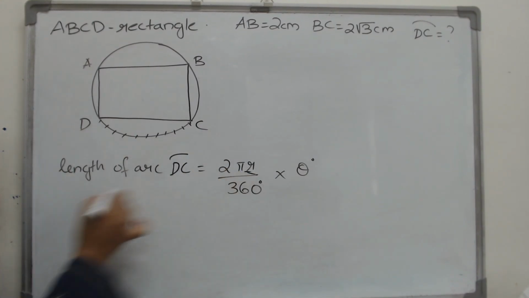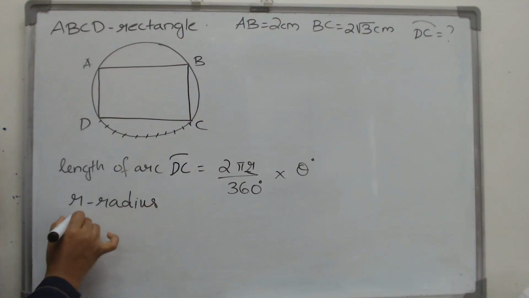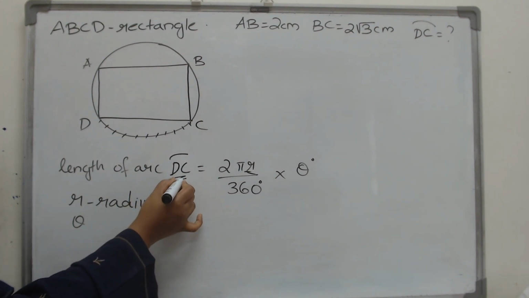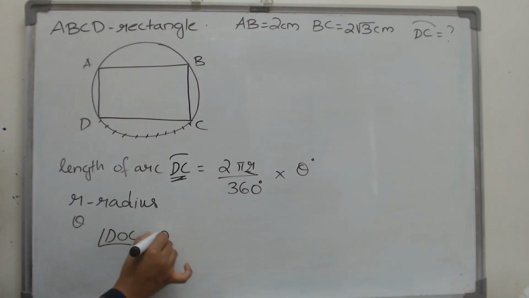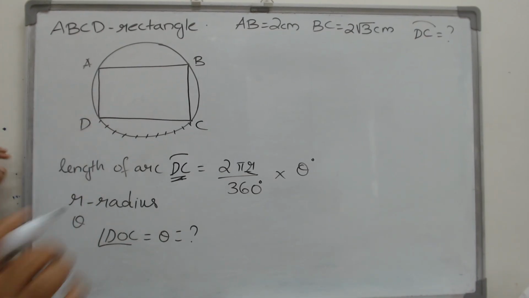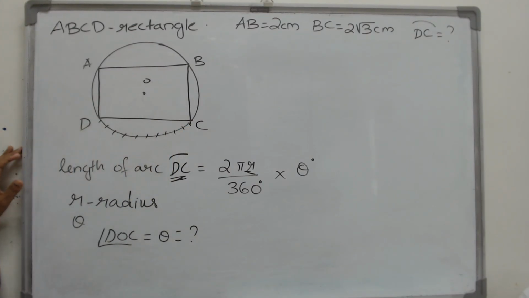The first unknown here, R, is the radius of the circle, and the second unknown, which is theta, is the central angle, or in other words the angle that this DC makes at the center, DOC. This is the second unknown. So let us proceed to find the radius of this circle and the angle that CD makes at the center.